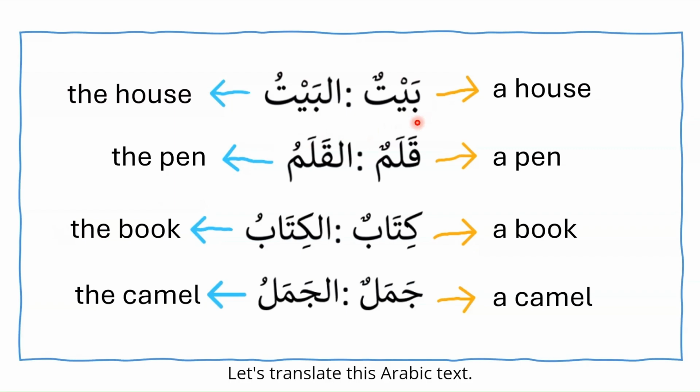Let's translate this Arabic text. We can do it now. Baytun, a house. Al-baytu, the house. Qalamun, a pen. Al-qalamu, the pen. Kitabun, a book. Al-kitabu, the book. Jamalun, a camel. Al-jamalu, the camel.